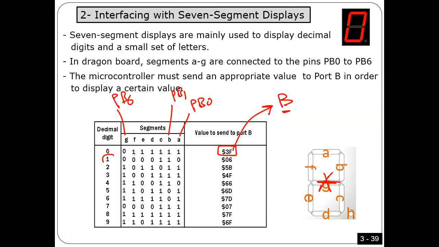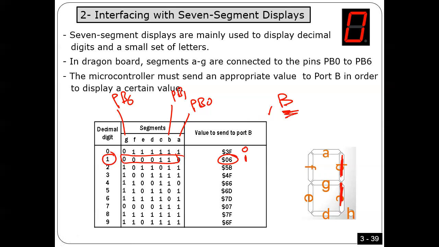So here in number 1, B and C. So I'm gonna turn this one on and this one is on. Everything is off. So this is the code I have to use, which is 06. So this one is for number 0. If you want to display number 1, this is the code you have to send to port B.